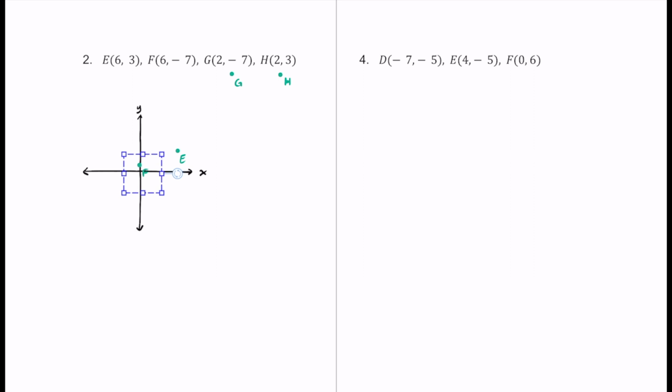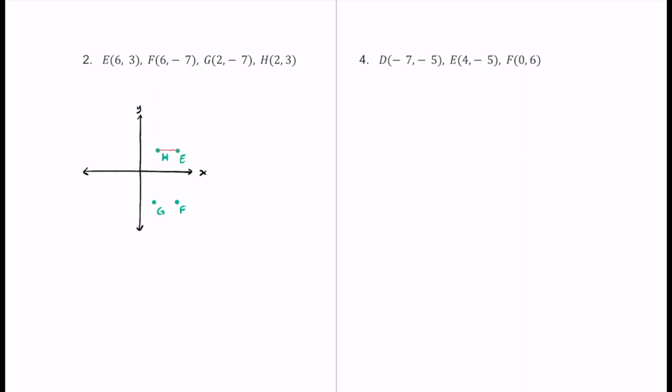Then for F, we're going to start at the origin, move 6 units to the right and then 7 units down for that -7, maybe something like here. Then for G, we're going to start at the origin, move 2 units to the right and then 7 units down, maybe somewhere like over here. That should also be in quadrant 4. And then H is going to be 2 units to the right, but then 3 units up. Okay, so looking at these, we're going to see that we have roughly a rectangle, just like in the last example as well.